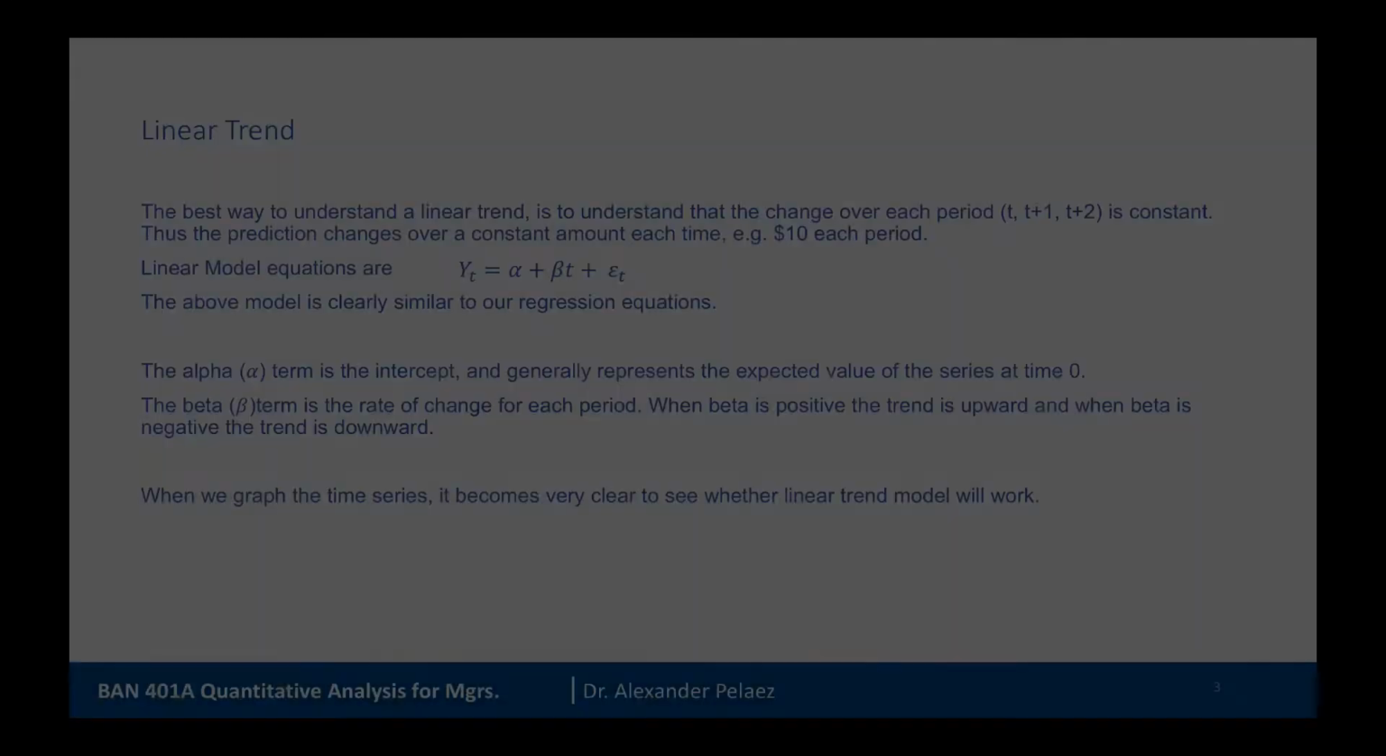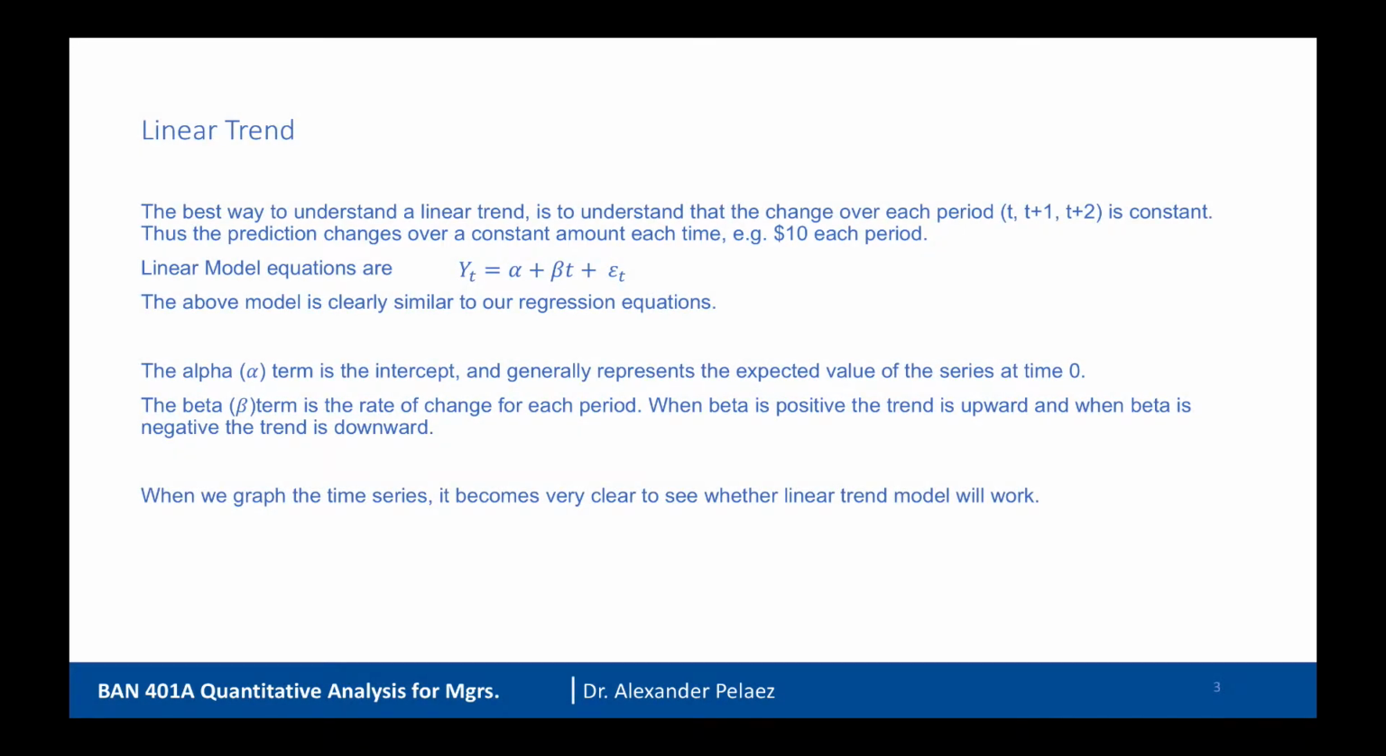So the best way to understand the linear trend is to understand that the change over each period is constant. So we're saying that a prediction changes by a constant amount each time, say $10 each period. So in time 1, it'll increase by 10. In time 2, it increases by 10. In time 3, it increases by 10. And there you see that beta coefficient multiplied by the time variable. So this is very similar to our regression equations, and that is exactly what the regression equation is.